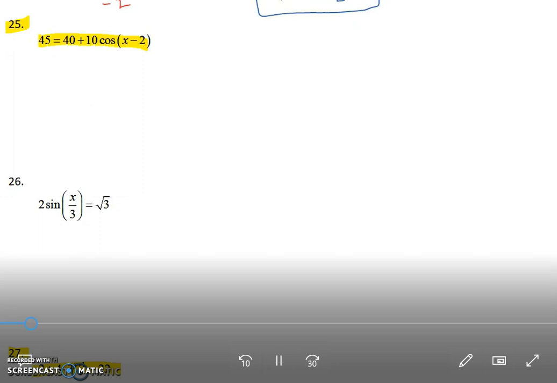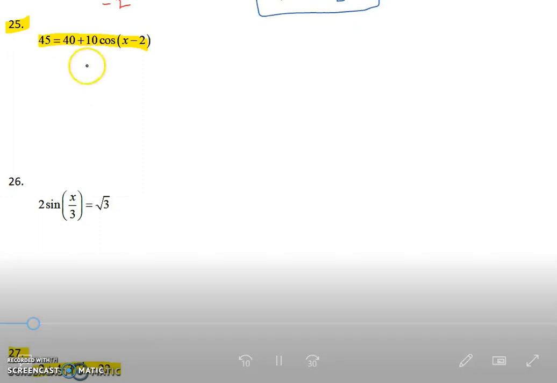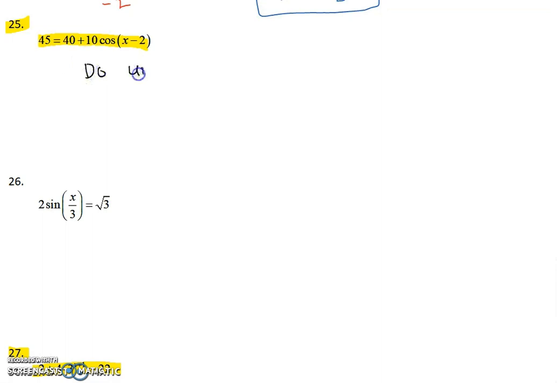In your first equation, 45 equals 40 plus 10 cosine of (x minus 2), so number 25 there in your notes. So we'll set up the do undo table. And once again, you're looking at x and you're saying, okay, what are all the things that are being done to x in that order of operations? So the first thing is you would subtract 2 from x. And then inside that cosine function, so that's the next thing we would use. Outside of that, you would multiply by 10 and then add 40 to be the last thing. So that's going to be the first thing that you have to undo.